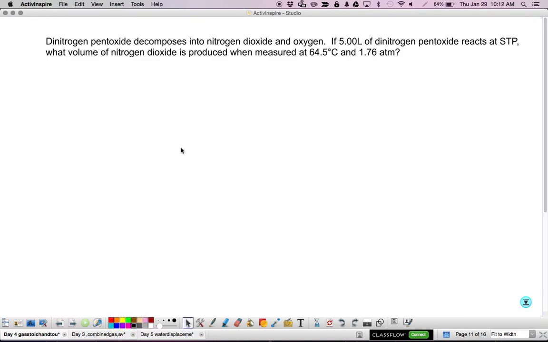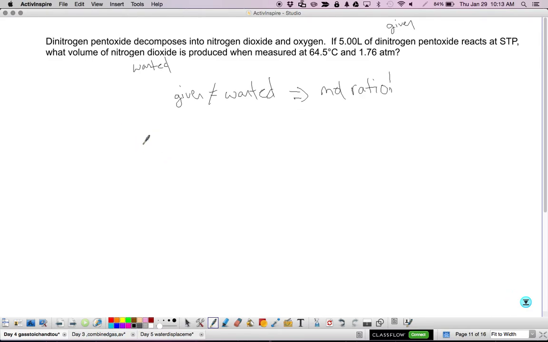So here's our sample problem that we're going to be working on. And the first thing that I'm going to do is realize that my given compound is not the same as my wanted compound. Okay? So given does not equal wanted. That tells me that I'm going to need a mole ratio, and so I'm going to need a balanced chemical equation.